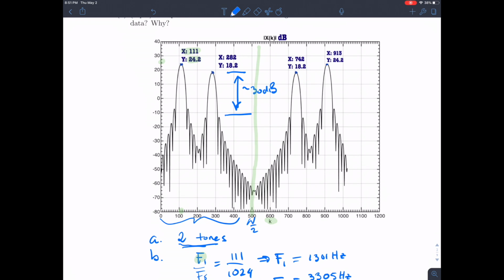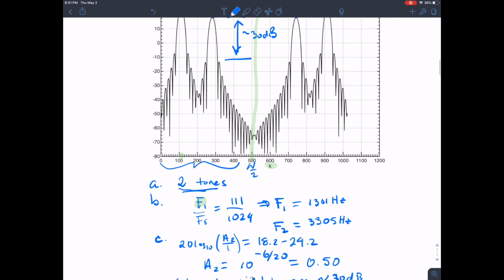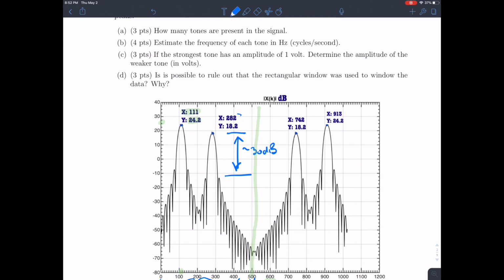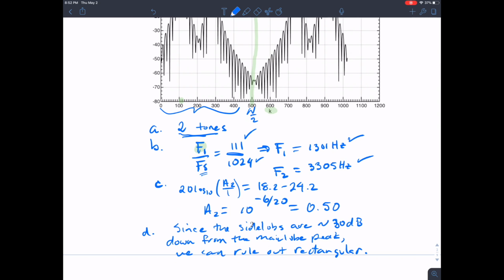The next question asks, estimate what the frequencies of these tones would be. I've told you the way I remember that is I take a ratio. The peak that we're looking for, F1, is to Fs as the K value is to the length of the FFT. You set up that little equation by just remembering that ratio. From there you know what Fs is, so you can solve for the 2 frequency values. Remember the K value for the first one was 111, and the K value for the second peak was 282. So that's where this number comes from.